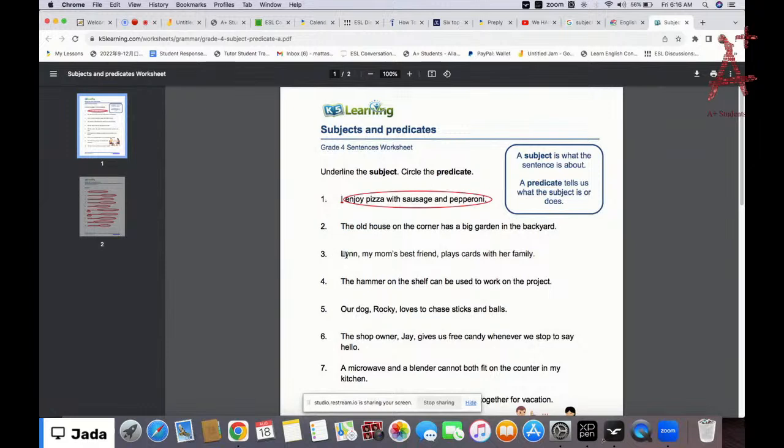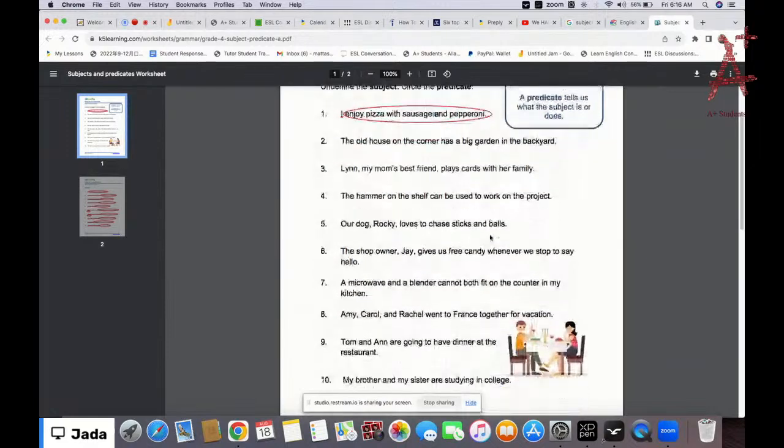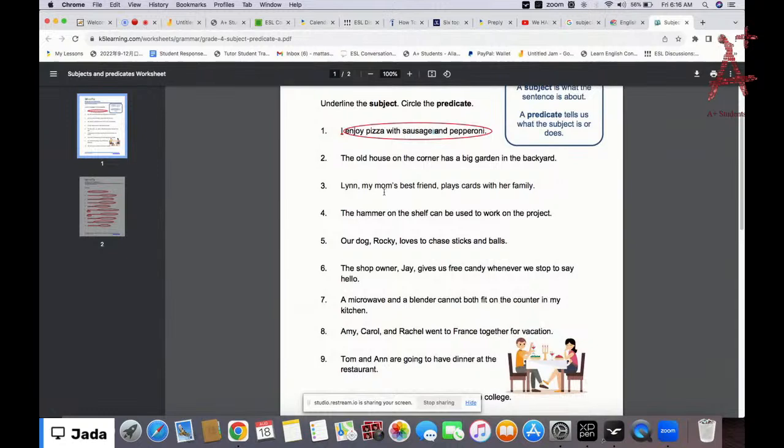And then also we have, Lynn, my mom's best friend, plays cards with her family. So now who are you talking about here? Who is the main subject here? Is it my mom's best friend, or Lynn? Lynn is the subject because she is the main person. Lynn is my mom's best friend and she plays cards with her family. If you just say only my mom's best friend, we do not have an idea which of your mom's best friends you're referring to.